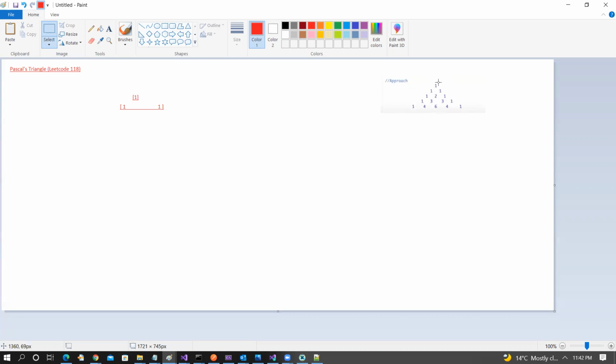We will return a list first of all. The first list will have 1. The second list will have 1 1. The third list will have the elements 1 2 1, and the next ones are 1 3 3 1 and 1 4 6 4 1, like this. This is going to be the return type.